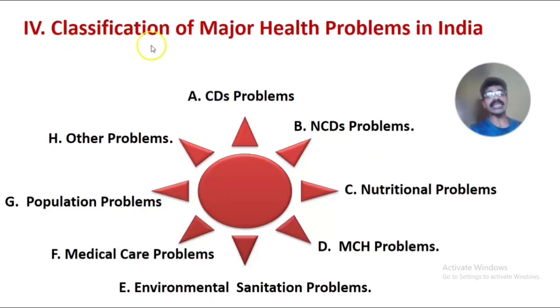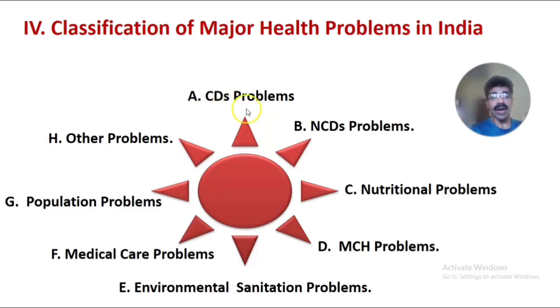Now the fourth one is the classification of major health problems in India. What are the classification or types of major health problems in India? There are 8 important major health problems in India. For exam purposes, we are classifying the major health problems or issues in India. That is 8 major health problems.